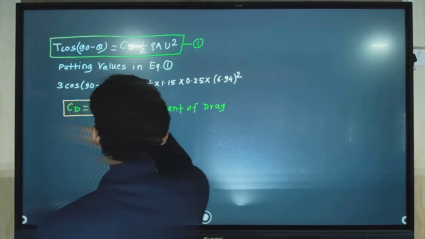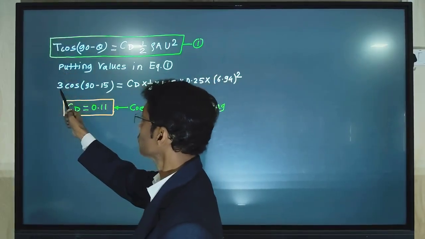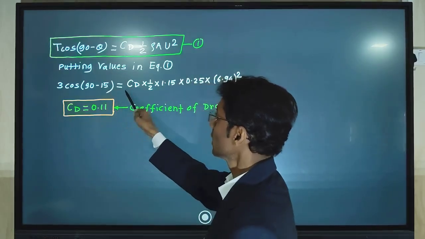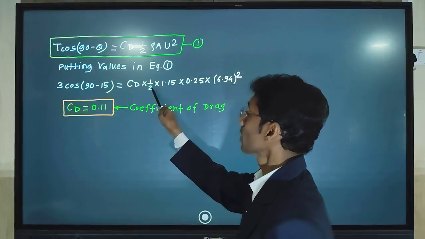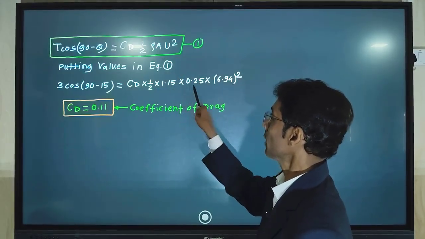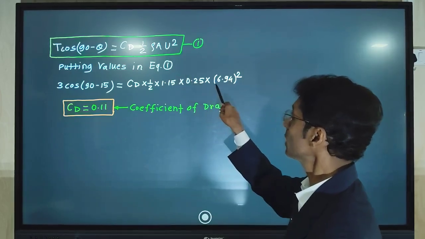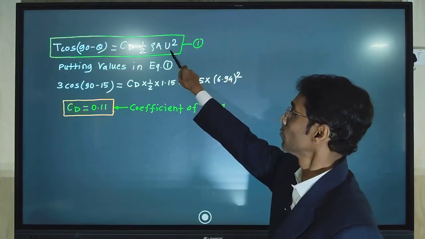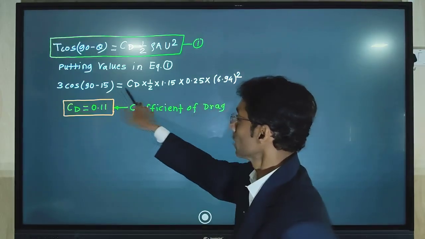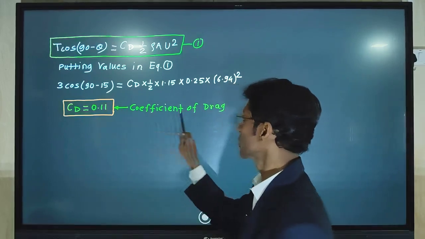So putting the values in this equation, value of string tension in Newton, cos 90 minus value of theta, is equal to CD, which we have to calculate, multiplied by half into value of rho, density of air, into value of area, projected area, multiplied by calculated value of velocity in meter per second. So in this equation, by solving this, we get the answer of coefficient of drag.